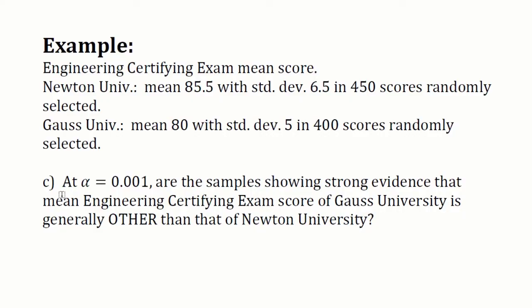And now we are at part C of our current example. And so again, all that same sampling information remains the same. Here we are at our question C, which is asking, at significance level 0.001, are the samples showing strong evidence that the mean engineering certifying exam score of Gauss University is generally other than that of Newton University. And so aside from this term "other than," which is different from part A, this question really is a repeat of problem A that we have done.